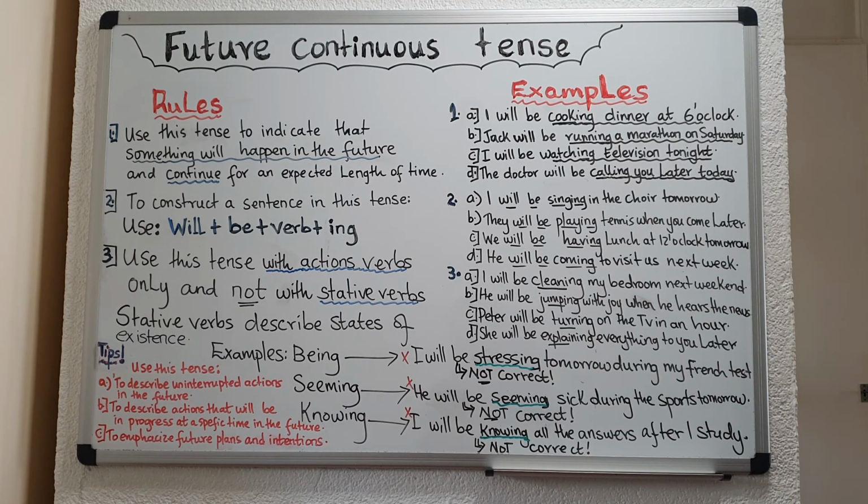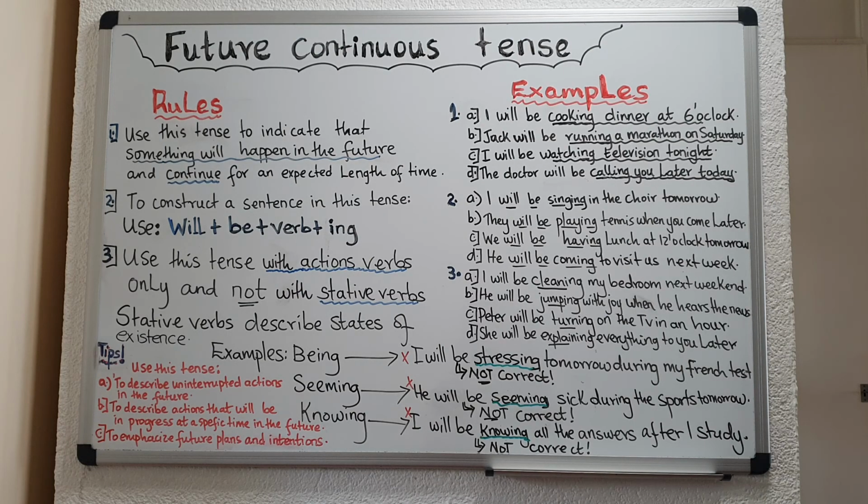For example, 3A, I will be cleaning my bedroom next weekend. That's your future plan. That's what you intend to do, to clean your bedroom next weekend. Okay? Now, look at example 1B. Jack will be running a marathon on Saturday. That's Jack's plan, that on Saturday he will be running a marathon. Okay? And then look at example 2D. He will be coming to visit us next week. That's his plan. That's his intention, to come and visit us next week.